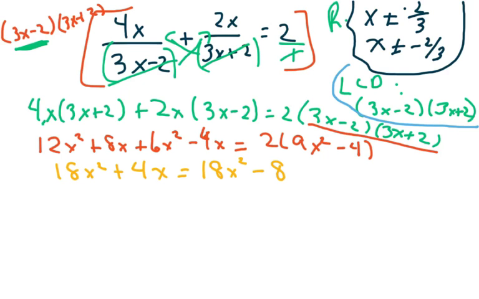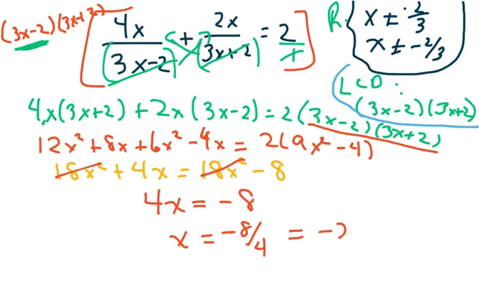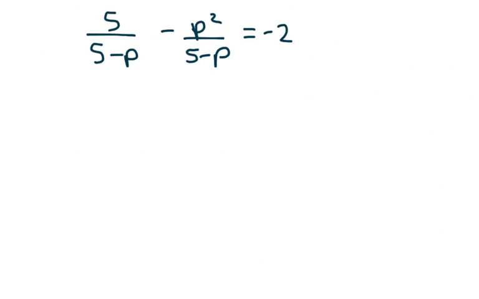So what happens when you subtract 18x squared from both sides? Those two cancel. Well, that's nice. So you get 4x equals negative 8. I thought it was going to be a doozy. It's not. So x equals negative 8 over 4, which equals negative 2. So my solution set is negative 2, and it doesn't fall into my restrictions here, so we're good to go. Okay, the next one's very similar.